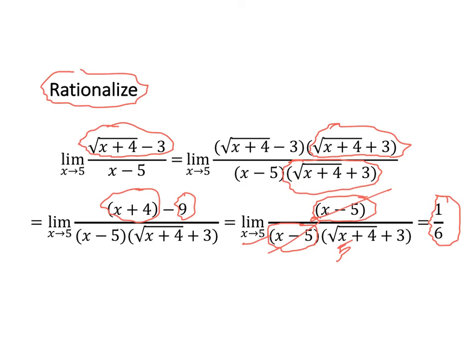So those are the 3 ways that we can find limits analytically: direct substitution, factoring and canceling and then direct substitution, or rationalizing and then direct substitution.